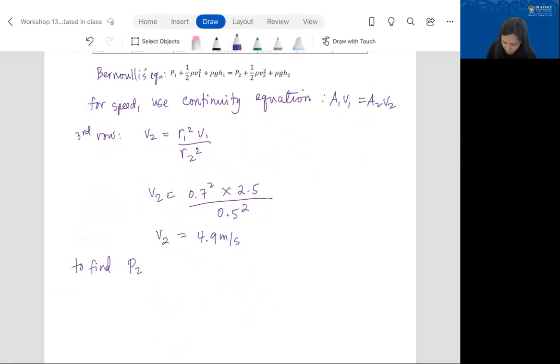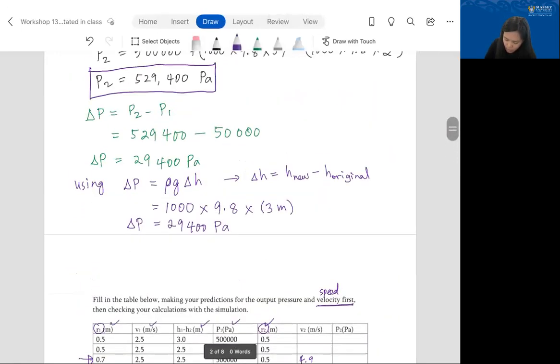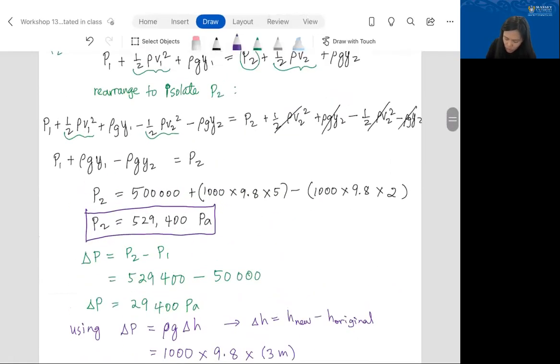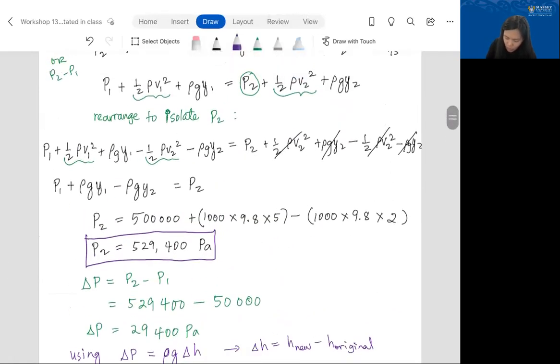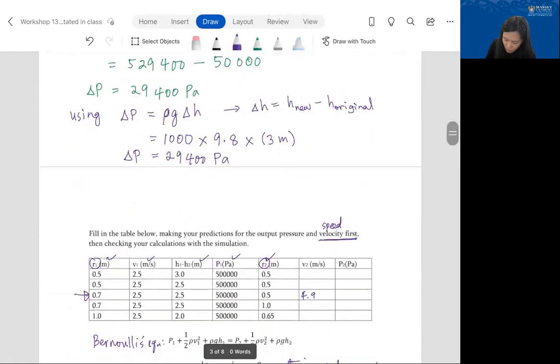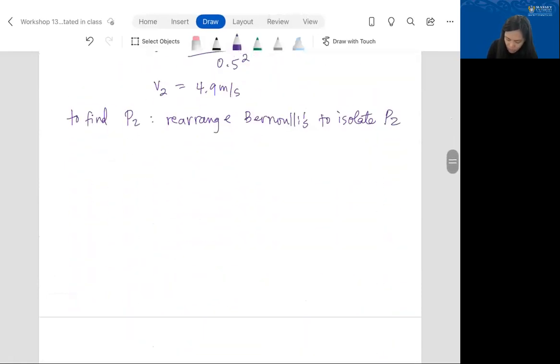To find P2, rearrange Bernoulli's equation to isolate P2. And we already did the rearranging earlier here, so I will not go through the rearranging. We already rearranged Bernoulli's equation to isolate P2. So I'll just write the rearranged equation there.